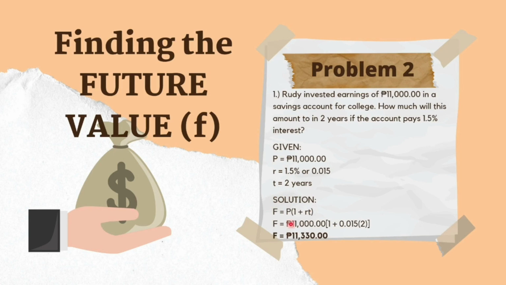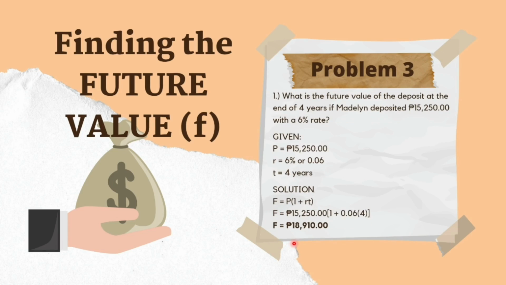So once again, we'll just follow this formula. So future value is equal to the principal, which is 11,000, times 1 plus the rate of 0.015 times the time of 2. So once you solve that and calculate that, you'll actually get an answer of 11,330, assuming you followed the correct formula. So again, don't forget the peso sign.